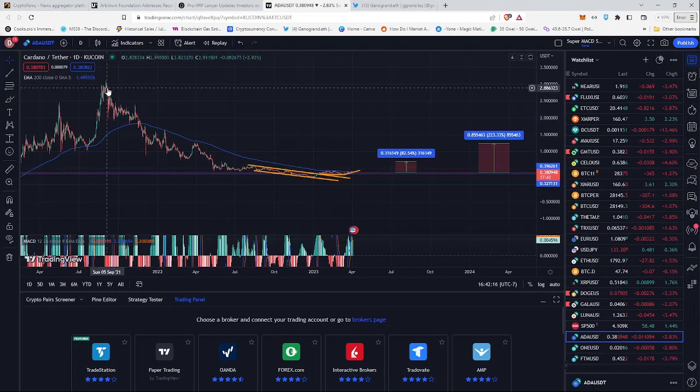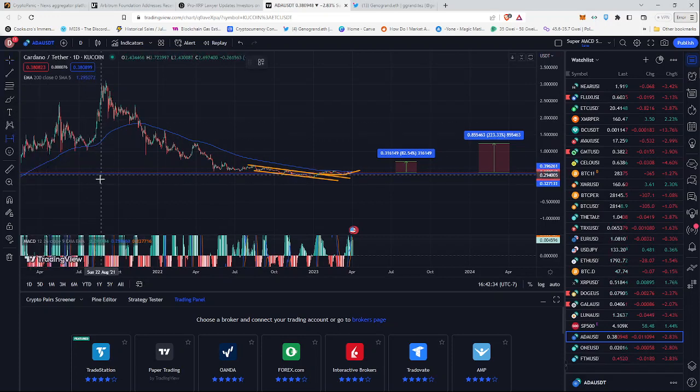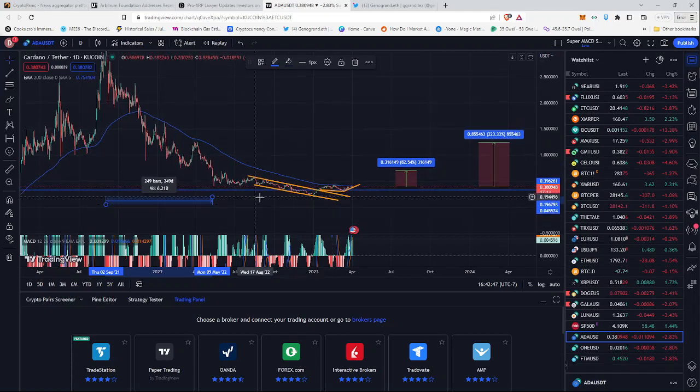As you can see, we hit our highs in around August, September of 2021, and since then we've been declining. Let's just open this up and see how long that is. Let's say all the way up until right here. So around 249 days. That's quite a few months.